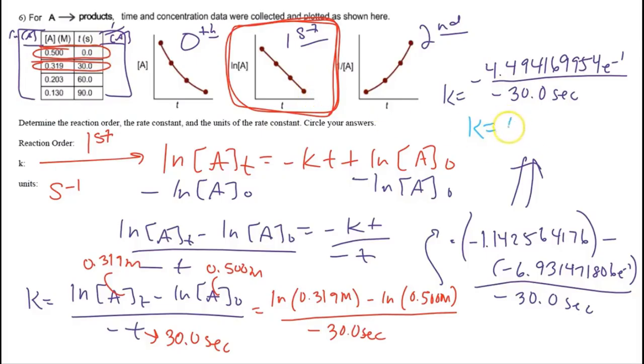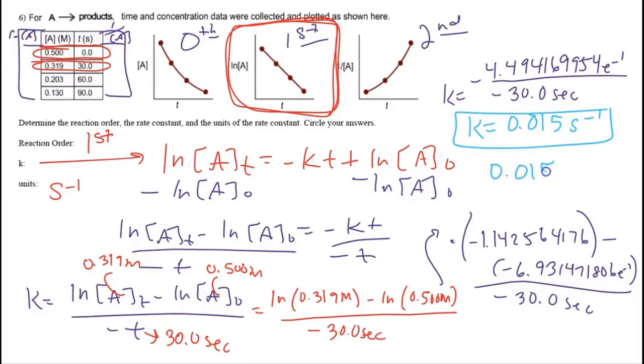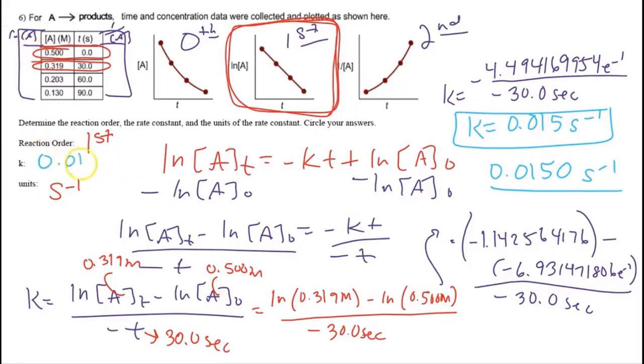So a lot of times you will see it as 0.015 seconds to the minus 1 as your answer. But don't forget, you also can have 3 significant figures, which is going to be 0.0150 seconds to the minus 1. So either of these answers will be correct. And so then I will just write that over here as well, because remember we have 3 answers for this. Well, 0.015 seconds to the minus 1. I would just circle all these answers here as a group. Folks, that's how I got through number 6.